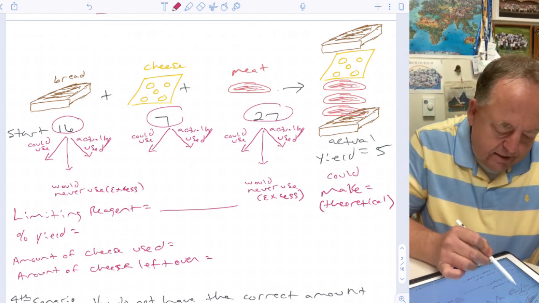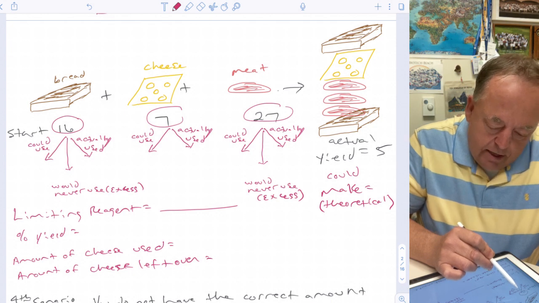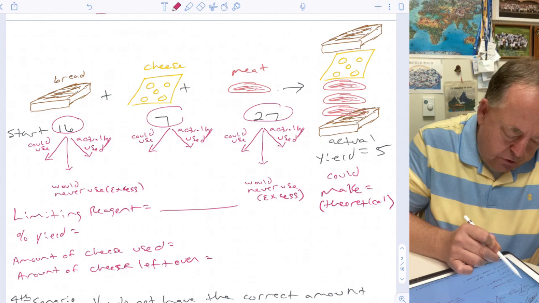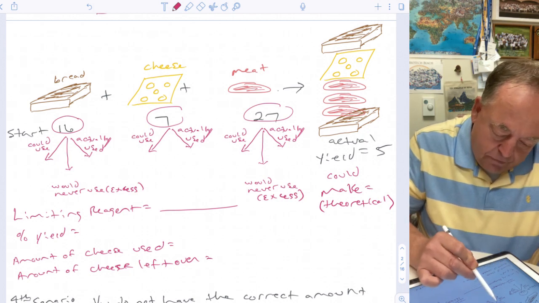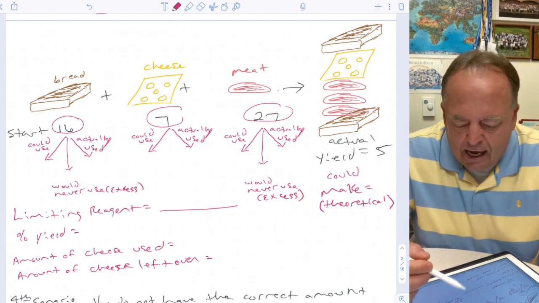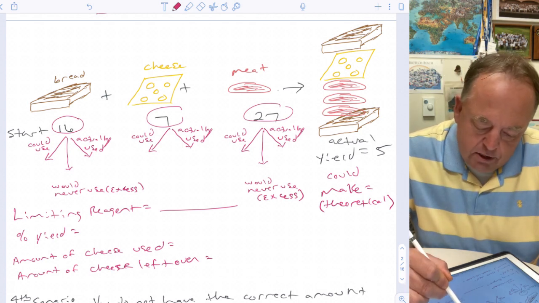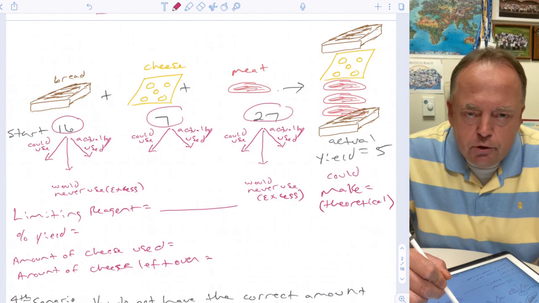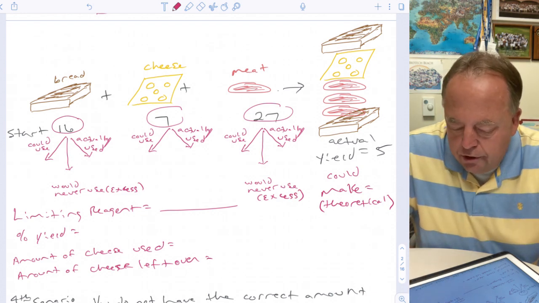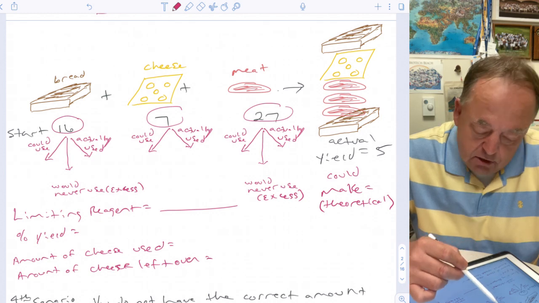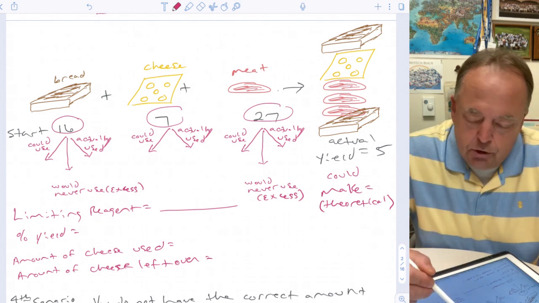Well, if you had 16 slices of bread, how many sandwiches could you make? You could make 8, right? If you had 7 slices of cheese, how many sandwiches could you make? You could make 7. And if you had 27 slices of meat, how many sandwiches could you make? Since each sandwich has 3, you could make 9. So bread says you can make 8, cheese says you can make 7, meat says you can make 9.